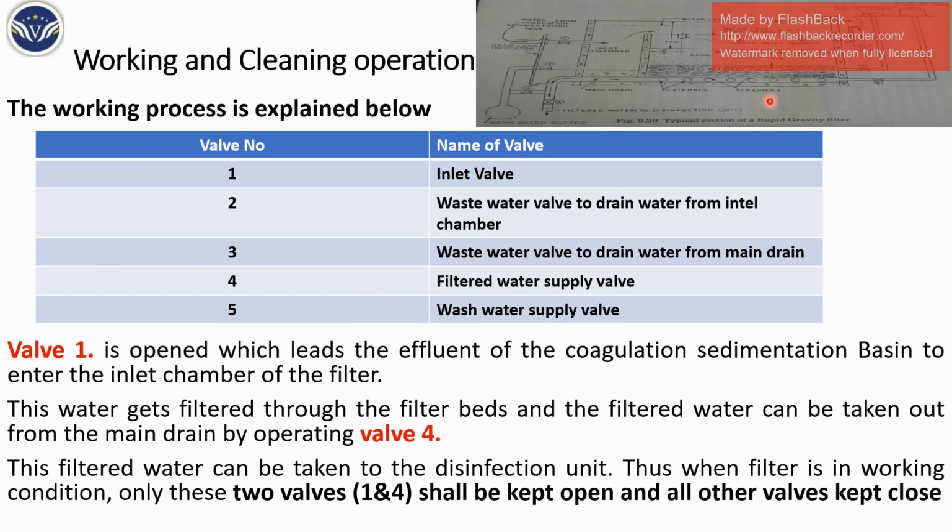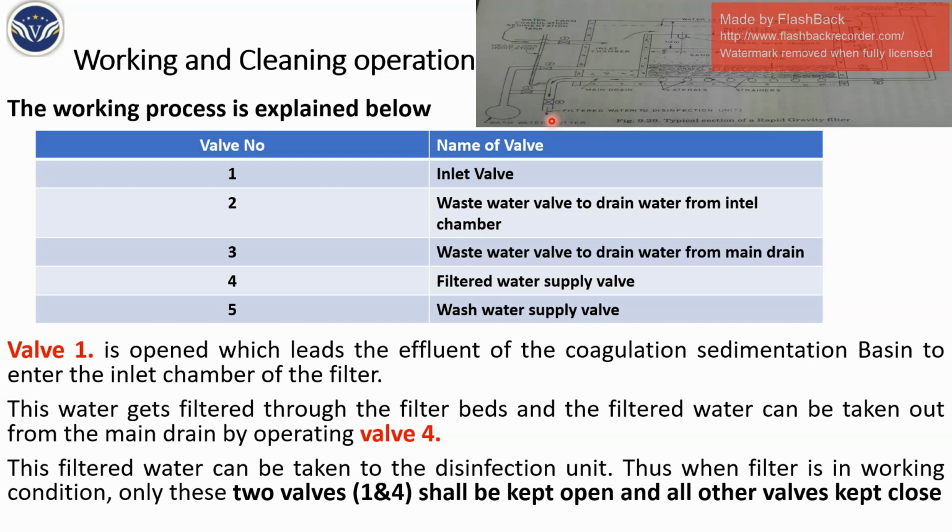And the filtered water from the filter bed is taken out from the main drain, operating from valve number 4. It is connected to the distribution network, or wherever you want to supply that water, or it can be connected to a disinfectant unit. After this, we generally have a disinfectant unit.